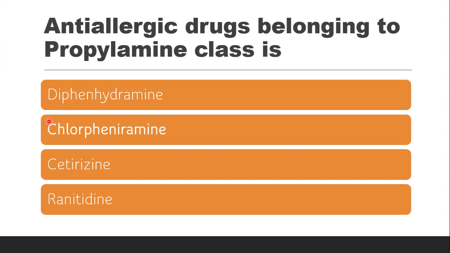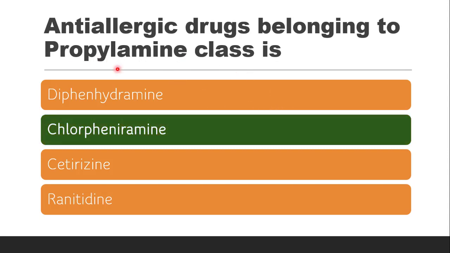That is ethanolamine class and propylamine class. Propylamine is also known as alkylamine class. The correct answer for propylamine class is chlorpheniramine.